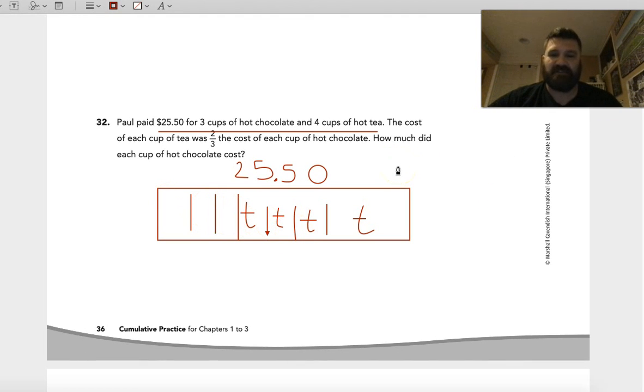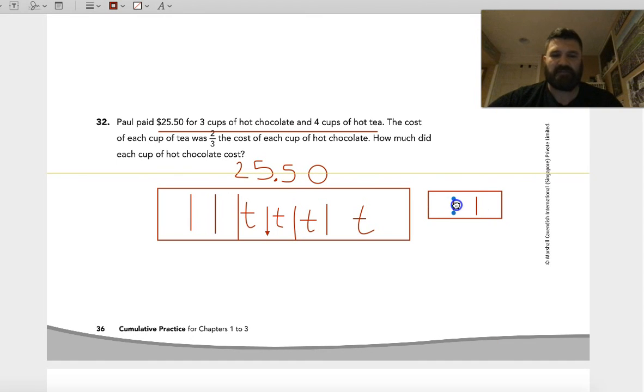It says the cost of each cup of tea is 2/3 the cost of a cup of hot chocolate. So if we look at that, maybe if I do it this way, and then we're going to take it down here. Wait, no, that's 4. That's not what I want. There we go.